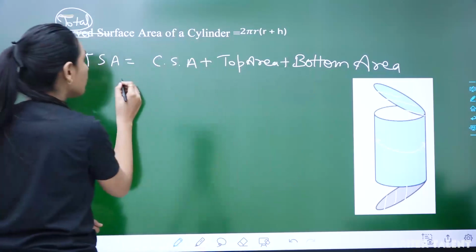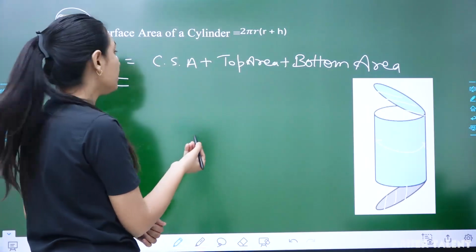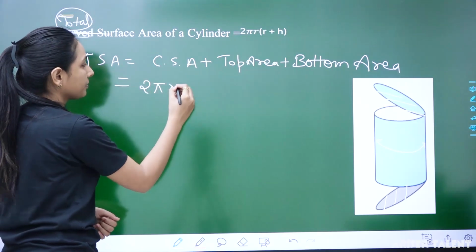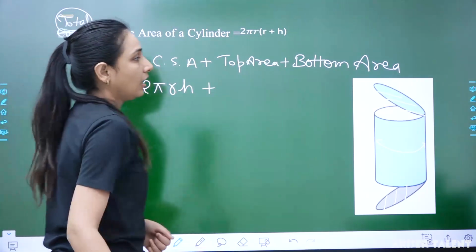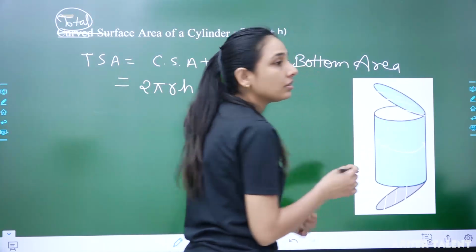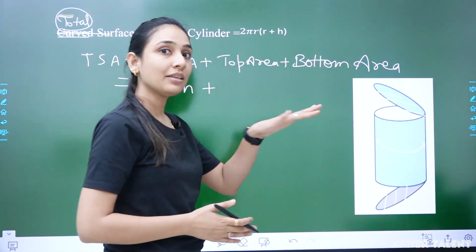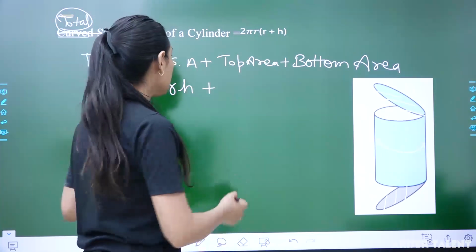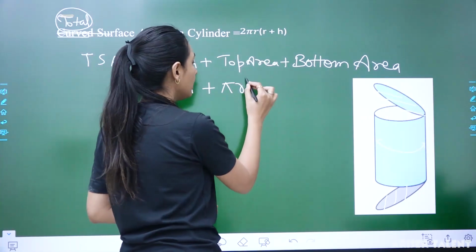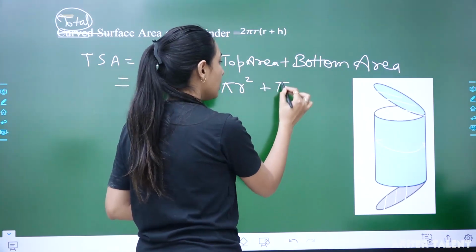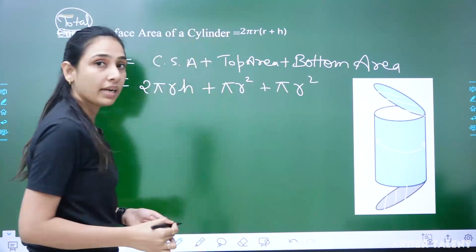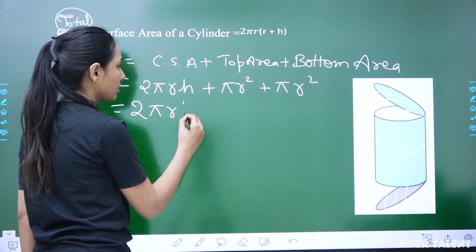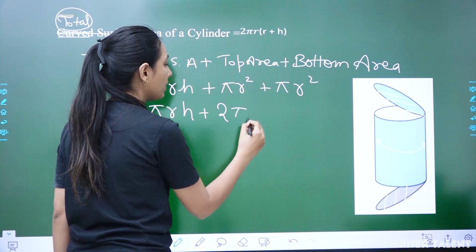Now this for sure you know that the CSA, or curved surface area, of a cylinder will be equal to 2 pi r h. Now talking about this circle and its surface area, the area of the circle is pi r square. Similarly, the bottom area is the same, the radius is the same, so that will be pi r square. So that will be 2 pi r h plus 2 pi r square.